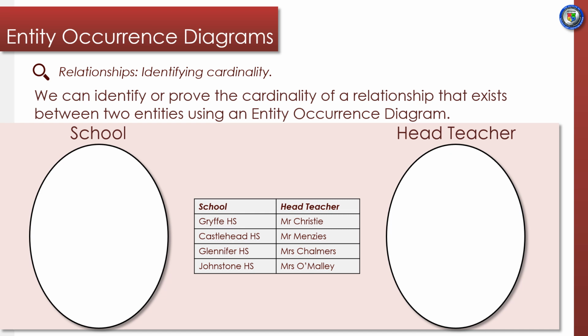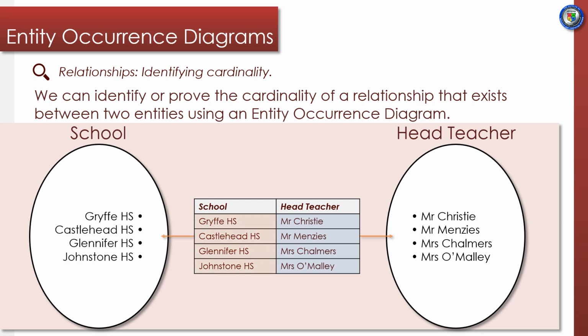In this case, we have our schools and head teachers. We have our four occurrences of the head teacher entity, Mr. Christie, Mr. Menzies, Mrs. Chalmers and Mrs. O'Malley. And we have our four occurrences of the school entity, Greif High School, Castle Head High School, Glenifer High School and Johnson High School.